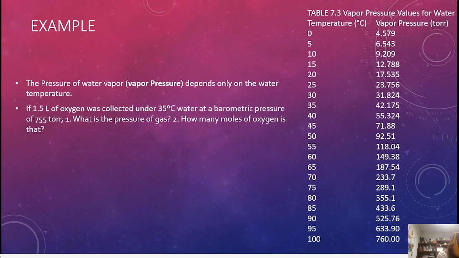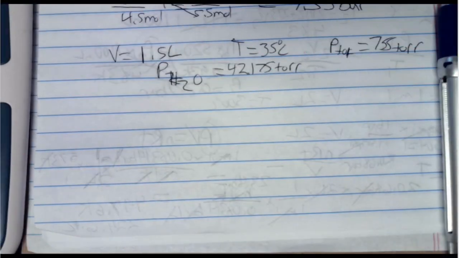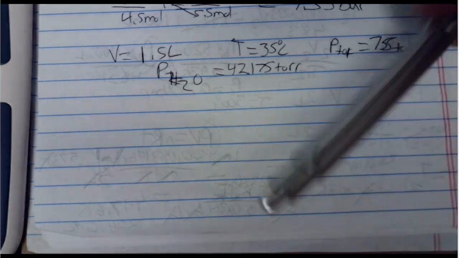So we need to look on that chart. What is our pressure of water? We have to look at our temperature. At 35 degrees, the pressure of water is 42.175 torr. So looking at that, we have all we need.